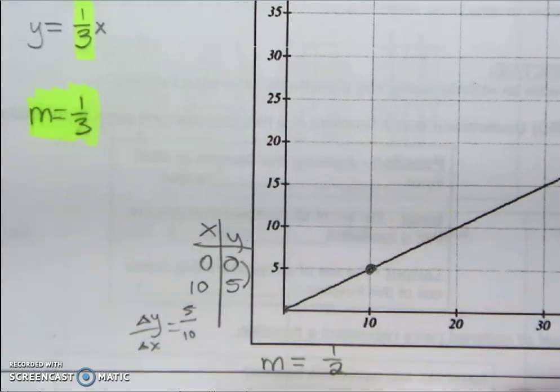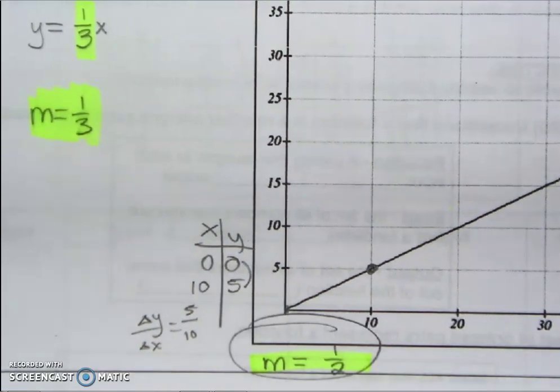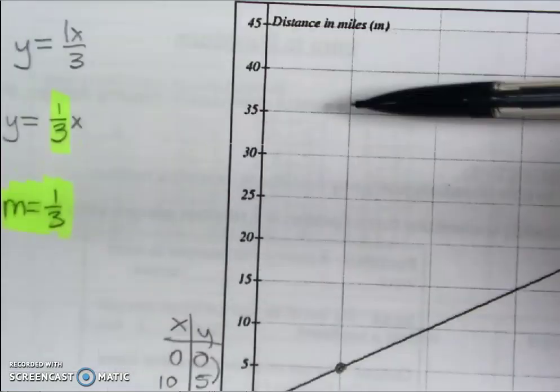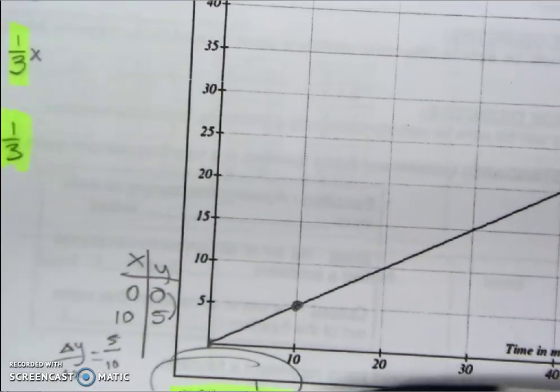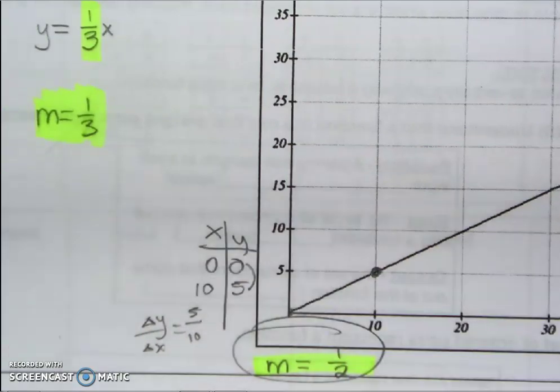All right, so which one is more? What's more, 1/3 or 1/2? Well, 1/2 is going to be more. So what is this discussing? Miles. It looks like miles per minute. So this one will be going 1/2 a mile every minute. This one's only going 1/3 of a mile every minute.